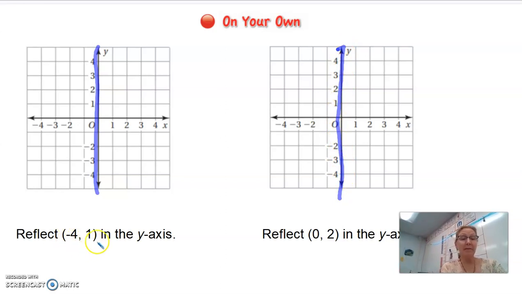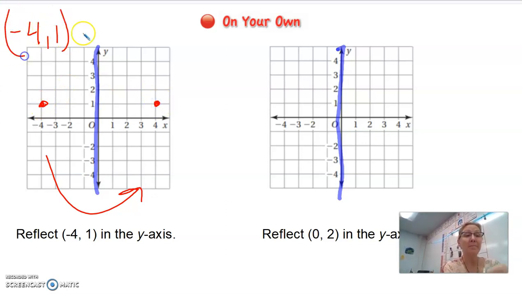The point is negative 4, 1. I start off with negative 4, positive 1. That's where I start. This time the reflection needs to hop over. Now we're going left to right to reflect across the y-axis. If it was 4 over to the left, it'll be reflected 4 over to the right. So I started with negative 4, 1, and the reflection goes to positive 4, positive 1.